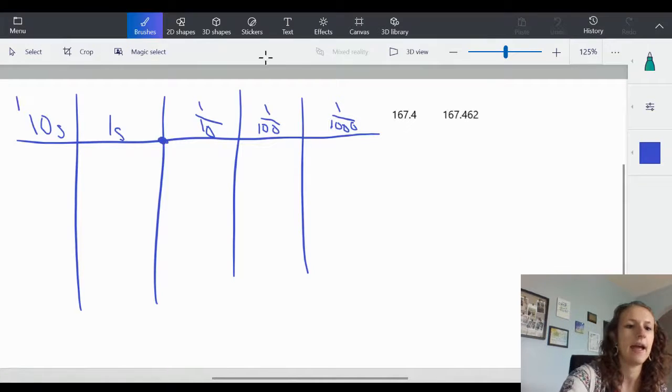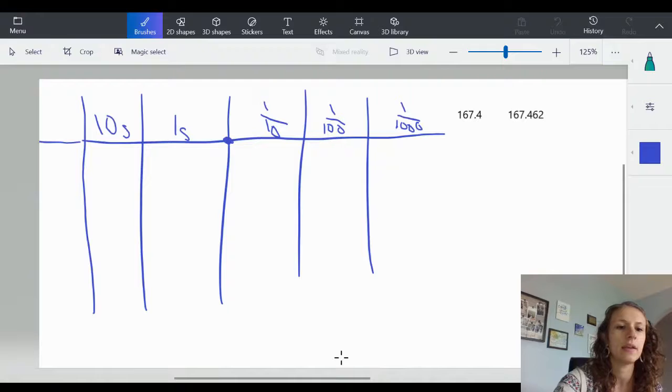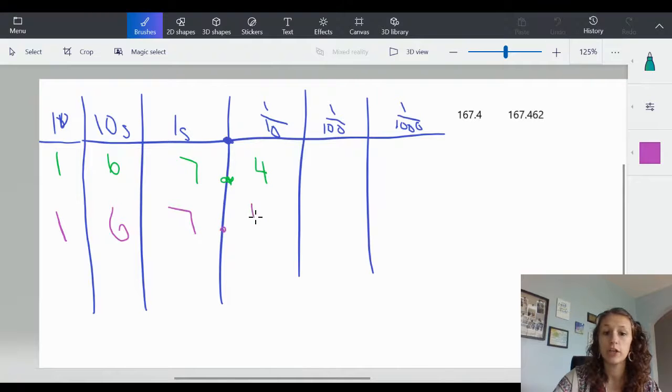I'm going to add a hundreds column. Let me make sure that we can see everything. Here we go. So here's my hundreds column as well. So I have, let's put this one in green, 167 and 4 tenths. And then my other one is 167 and 462 thousandths. Remember, when we read decimals, we say the last place value.